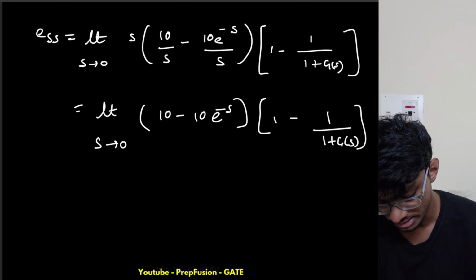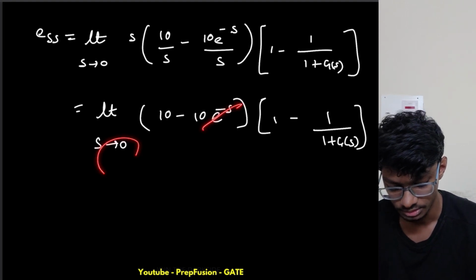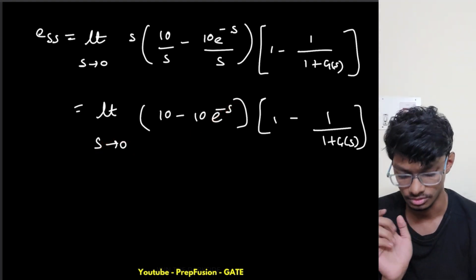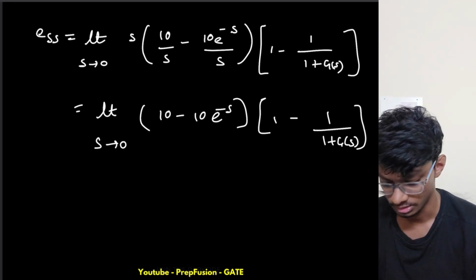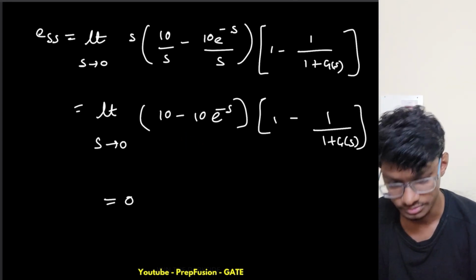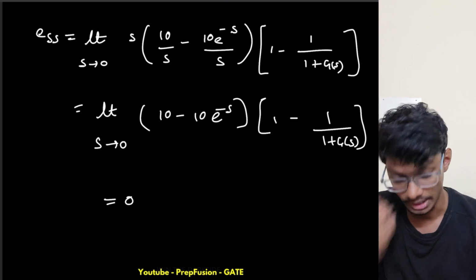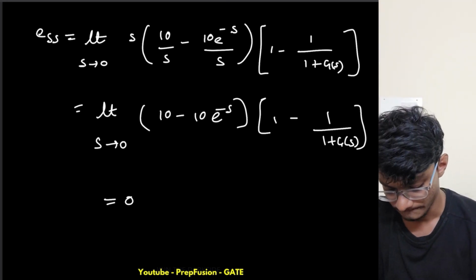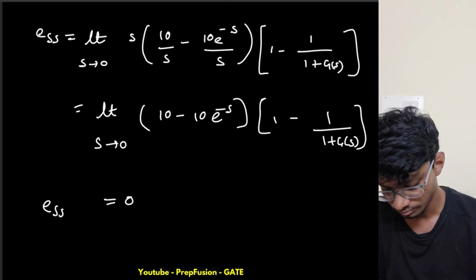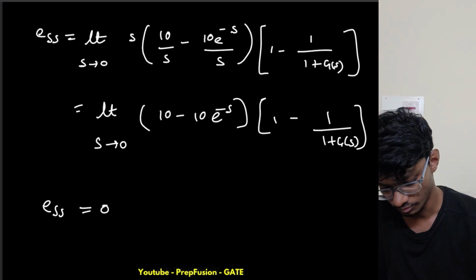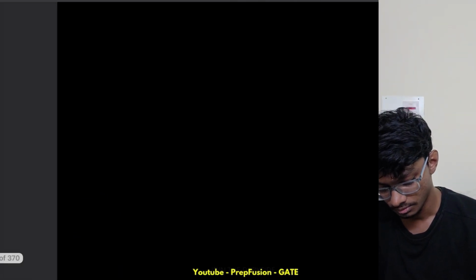Now if I put s equals to 0 over here, what do I get? This becomes 10, and 10 minus 10 is 0, so 0 multiplied by this becomes 0 only. So from here we can observe that my steady state error is 0 only. Okay, or what is method 2? Method 2 is again time domain, the time domain expression.